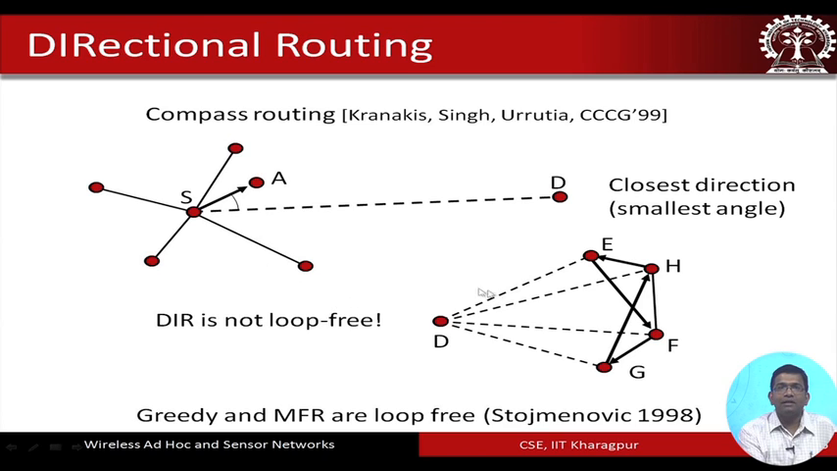Then you have another routing, which is direction based as well. We will not look at those other types of direction based routing, but the only thing that I would like to mention over here is that it has been shown that direction based routing is not loop free. That means that loops are possible using direction based routing, as shown in this particular figure.